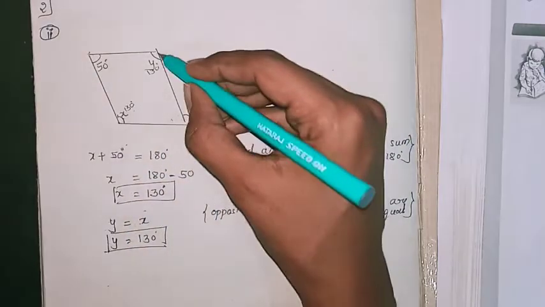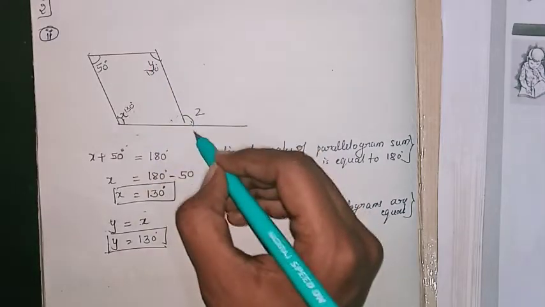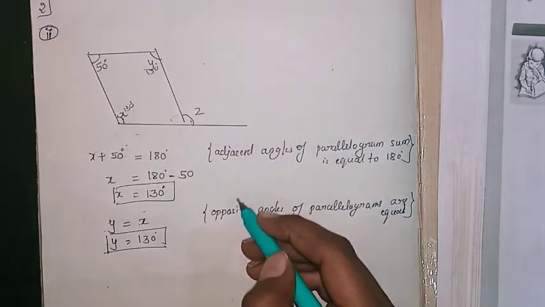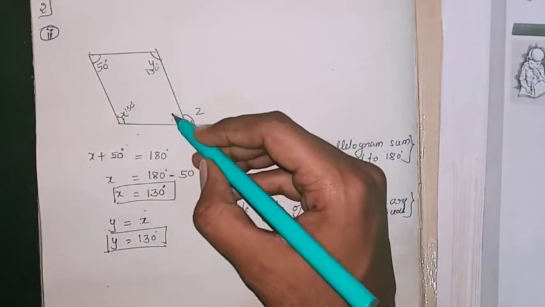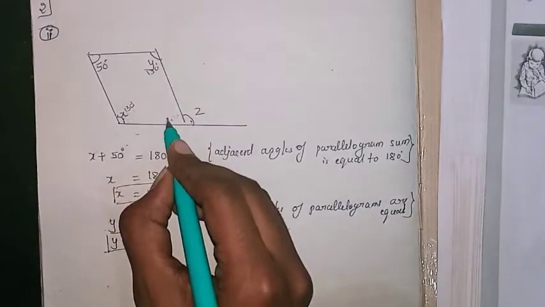Or you can think these are the parallel lines and it is the transversal line, these are the alternate interior angles. So even by that method also you can solve. So that method we will follow afterwards. So now the easiest method what you can follow, the adjacent angle sum is equal to 180 degree, from that you can find.